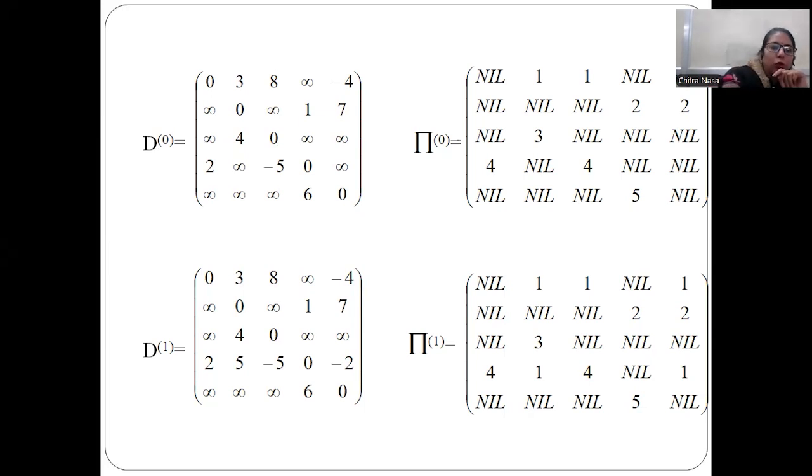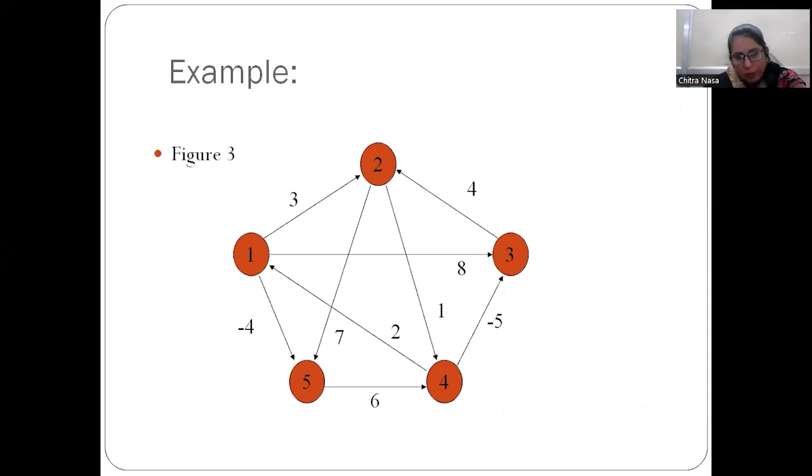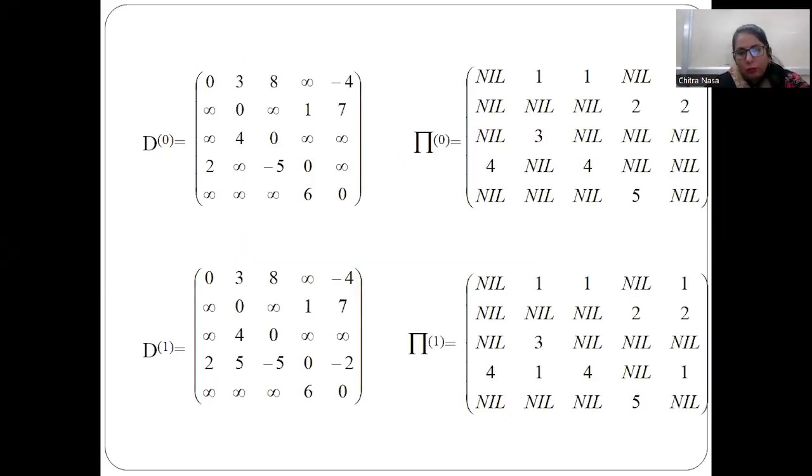Now see here, 4 to 2. The path is infinity in the D note. 4 to 2 means that there is no direct path from 4 to 2. But via 1 there is a path. We can go from 4 to 1, then 1 to 2. The cost incurred: 4 to 1 is 2 cost, 1 to 2 is 3 cost, plus 3, that is 5. And the initial value we have is infinity. So 5 is less than infinity, and we will replace this.